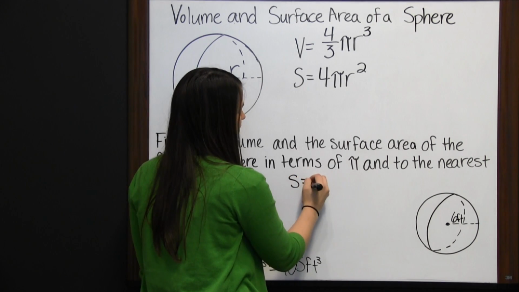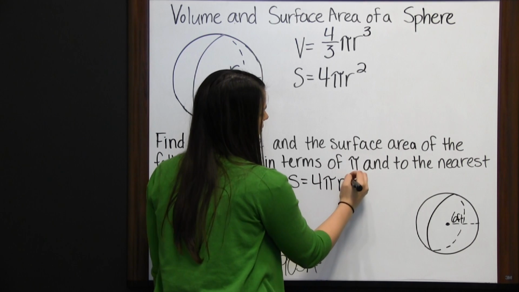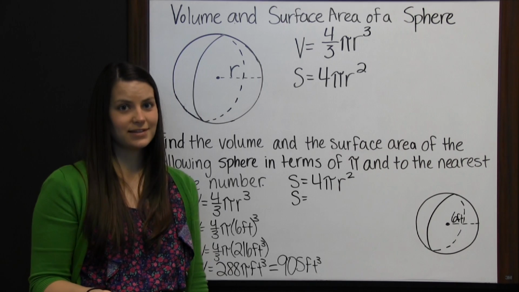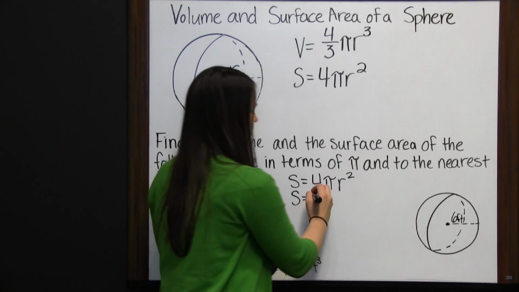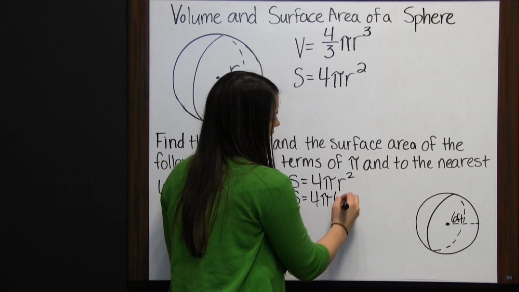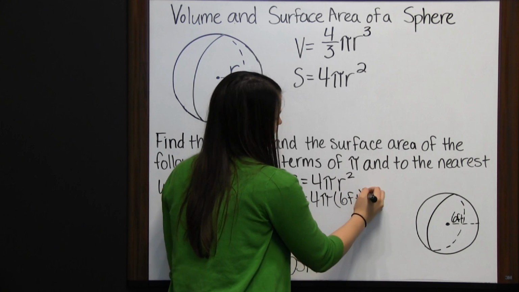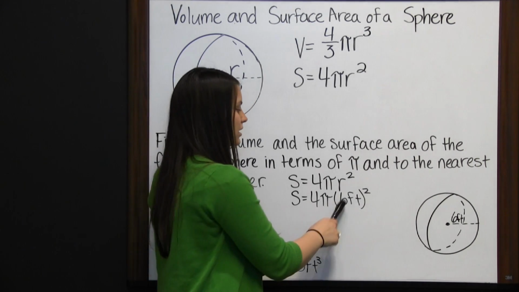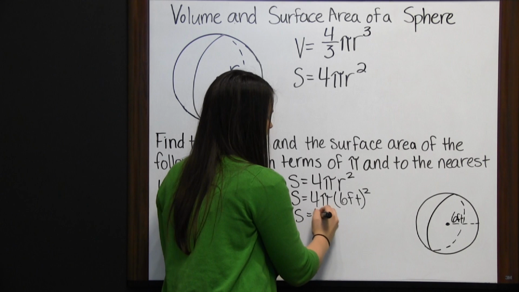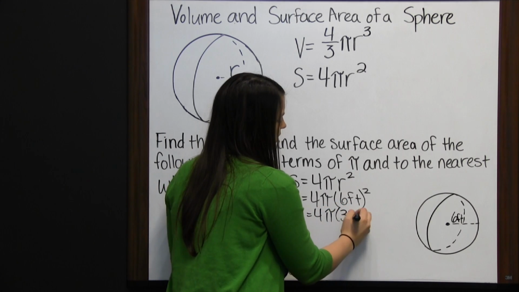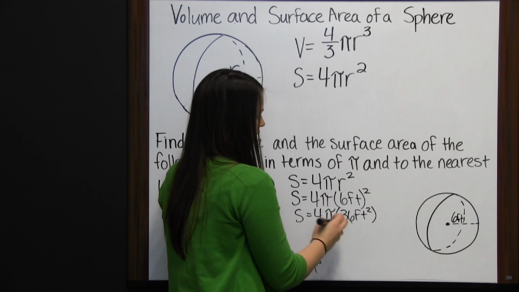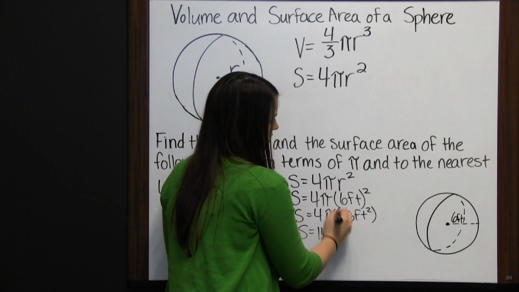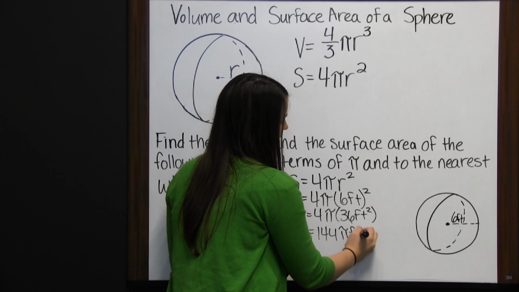Now to find our surface area. The surface area is found by multiplying 4 times pi times radius squared. So now we need to substitute 6 feet for our radius. So 4 pi times our radius, 6 feet, squared. We follow PEMDAS, we need to do 6 feet squared first. 6 feet squared is 36 feet squared, so 4 times pi times 36 feet squared. And then 4 times 36 feet squared is 144 pi feet squared.